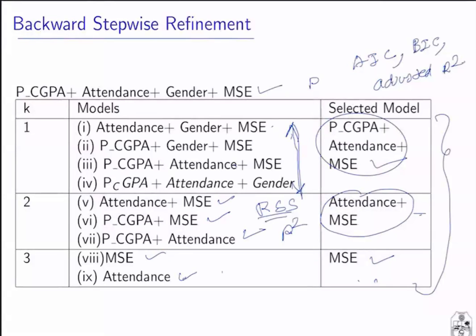So this is about model selection and the different algorithmic approaches to select one model out of 2 to the power of p models, where p is the number of input variables.